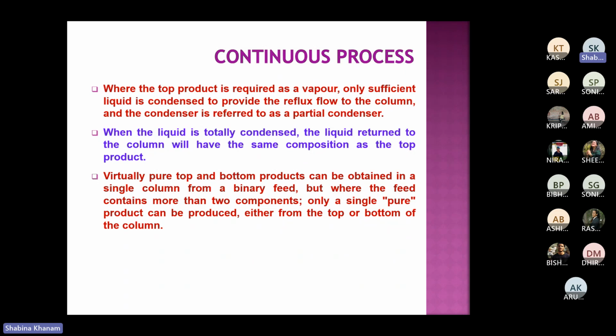Okay, when we consider that it is in pure form, we can say it is possible to separate when I'm having a binary system. When I'm having two components, a little bit of mixing is possible, but in that case at least we can get the pure component. However, when I'm having more than two components, only a single pure component can be produced, either from the top or bottom of the column.